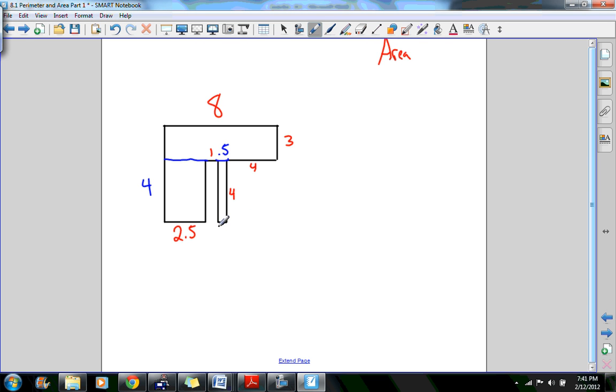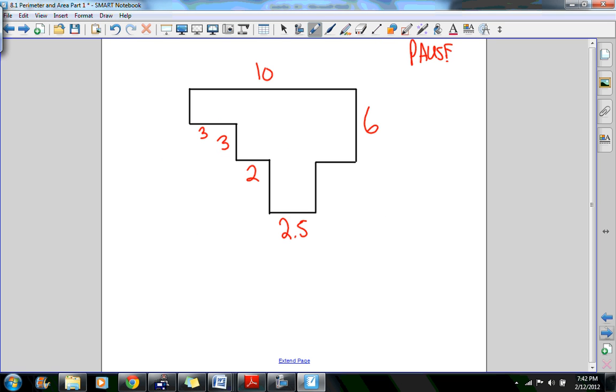So now let's find the area of all these individual pieces. 2.5 times 4 is 10. And I know 0.5 times 4 is 2. And 8 times 3 is 24. In order to find the area of the composite figure, you then add all the areas of the smaller figures up together. Well, 10 plus 24 is 34. 34 plus 2 is going to be 36. Therefore, that's 36, or 36 units squared. Okay, that wasn't so bad. Let's have you try this one on your own, and then ask me for help if you need it.